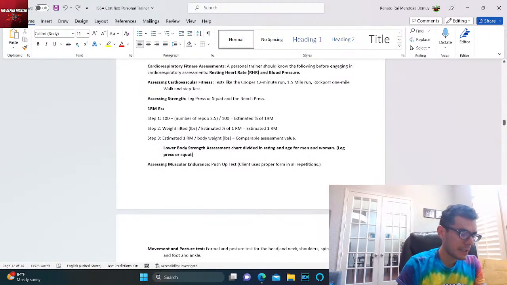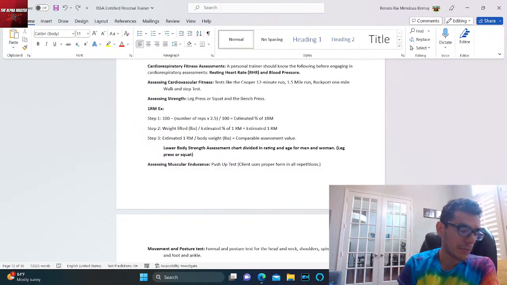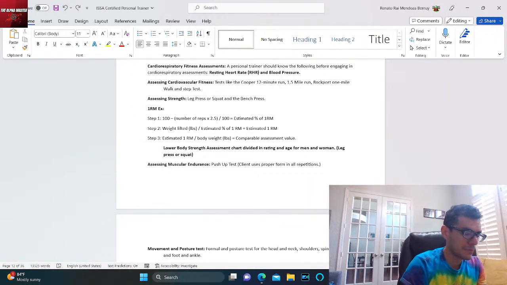But before starting that, we're going to do an example of assessing strength. You have a 34-year-old female weighing 142 lbs, and she bench pressed 65 lbs 6 times. For the first step, you use the formula 100 minus the number of repetitions times 2.5. So 6 repetitions times 2.5 divided by 100 gives 0.85, or 85% of an estimated one repetition max.